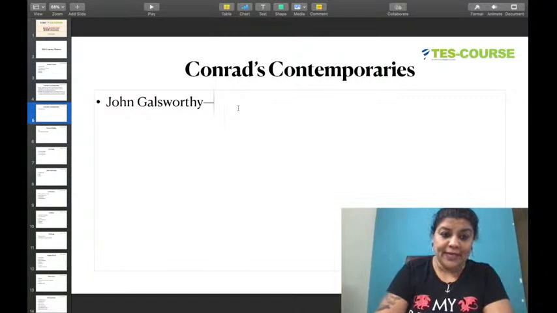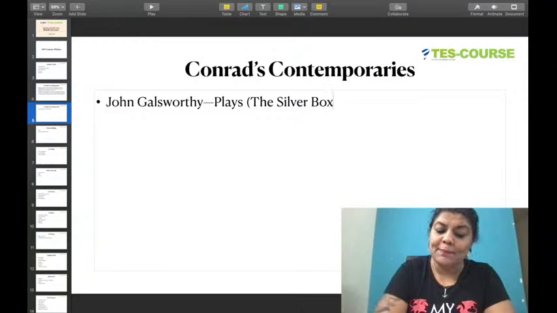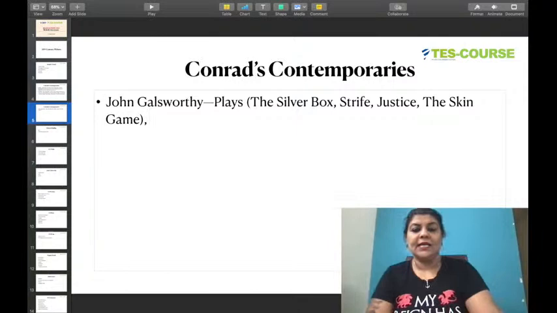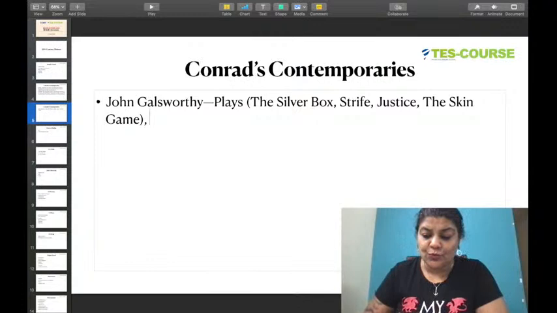He has written plays as well as novels. His plays include The Silver Box. What is the silver box in that play? It is a cigarette case. The Silver Box, Strife, Justice, The Skin Game, etc. These are all important plays. Guys, Strife is set in a company, Trenartha Tin Plate Works.